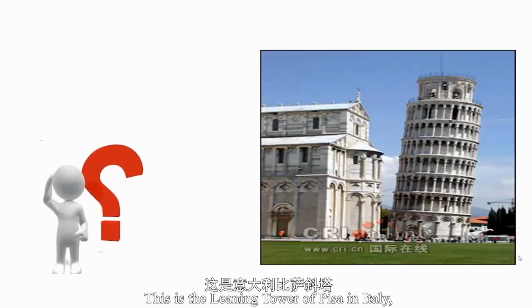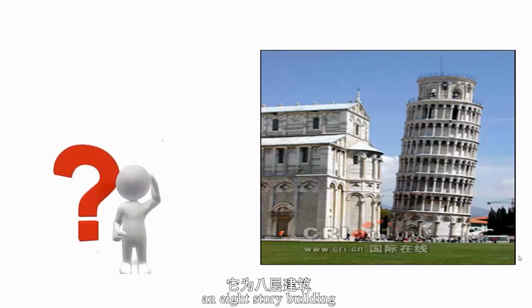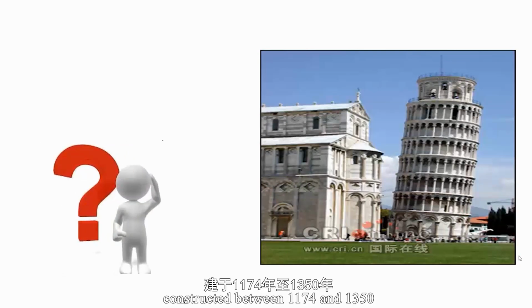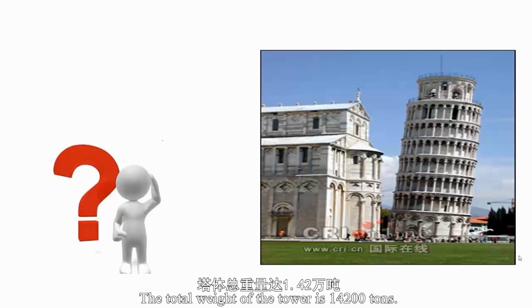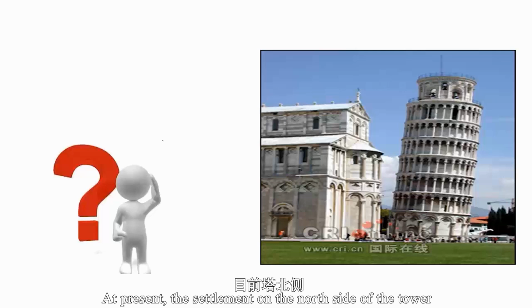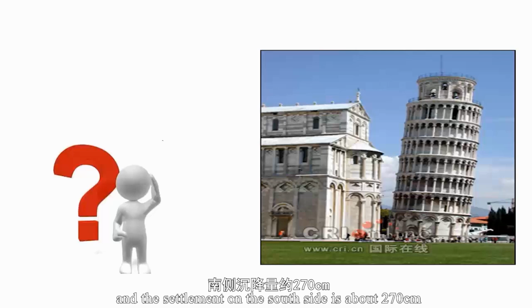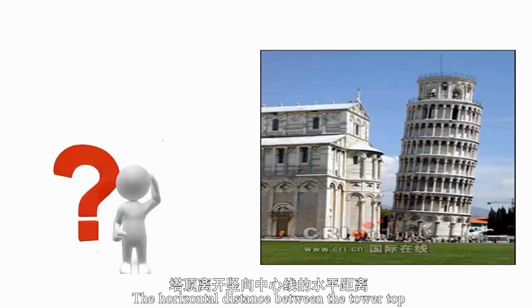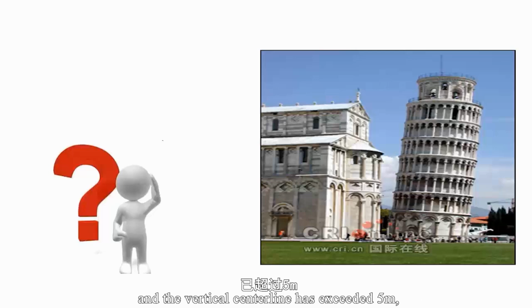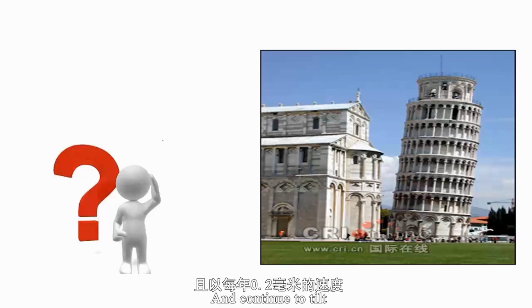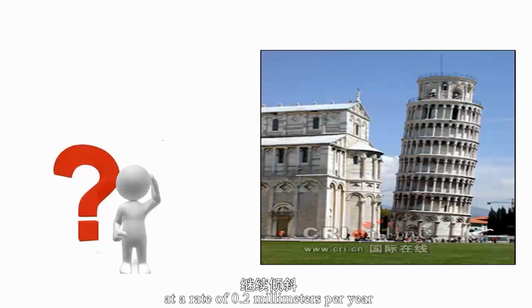This is the Leaning Tower of Pisa in Italy, an 8-story building constructed between 1174 and 1350, entirely made of white marble. The total weight of the tower is 14,200 tons. At present, the settlement on the north side of the tower is about 90 centimeters, and the settlement on the south side is about 270 centimeters. The horizontal distance between the tower top and the vertical center line has exceeded 5 m, and it continues to tilt at a rate of 0.2 millimeters per year.